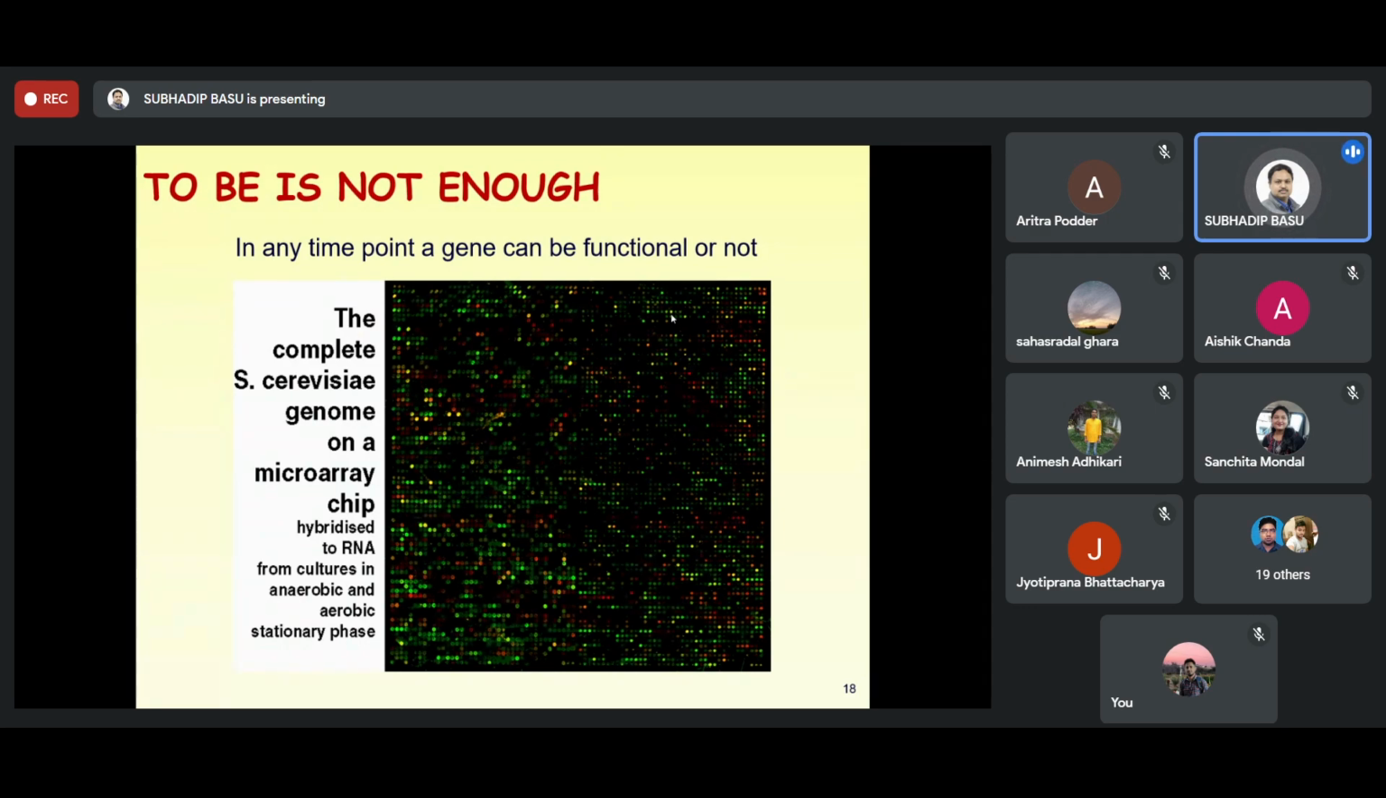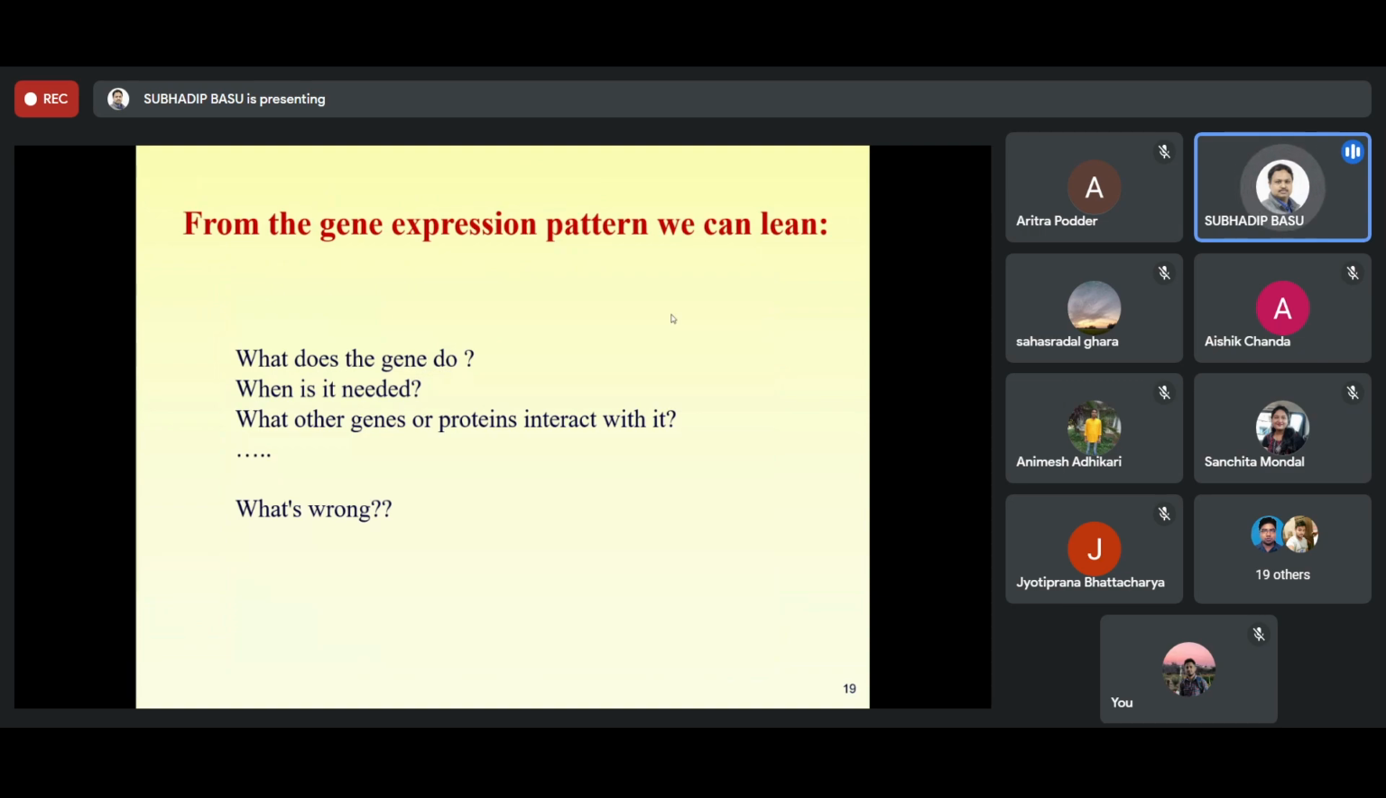So gene expression data analysis is a very interesting topic. I usually cover it very briefly. Sometimes a very quick discussion is there. From gene expression data, we can actually see what the genes do when needed, what other genes or proteins interact with it, and what is going wrong. So everything we can actually study.